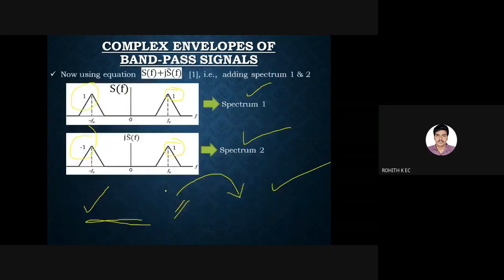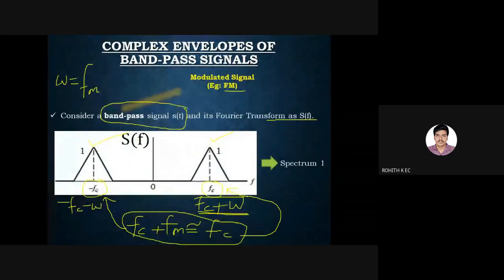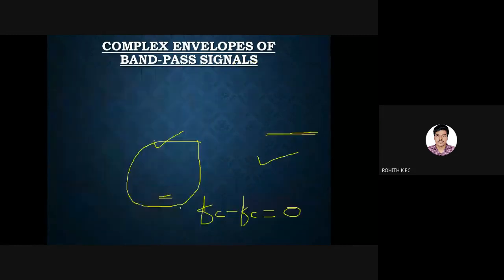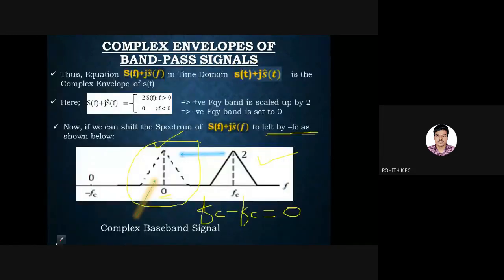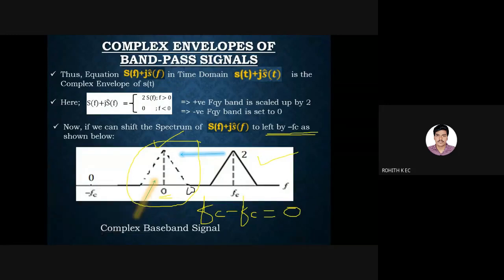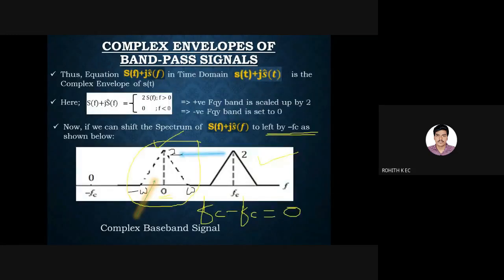Remember, I told you in the earlier slide that strictly speaking we will be having fc plus w. So here, the center frequency will become zero, but on the left side and right side, you will be having w, right? This is minus w, this is plus w, and this w is your message frequency, and here amplitude will be w, right? So this is the amplitude 2, right?